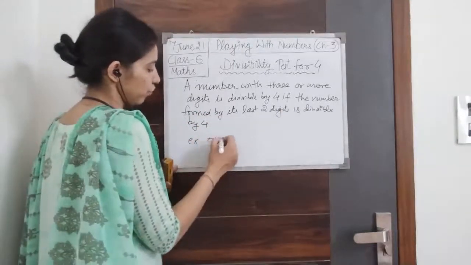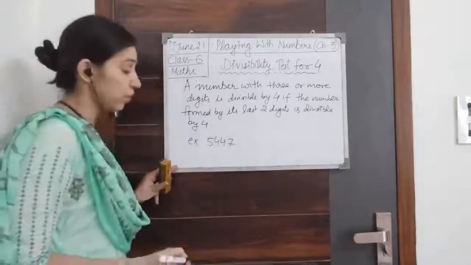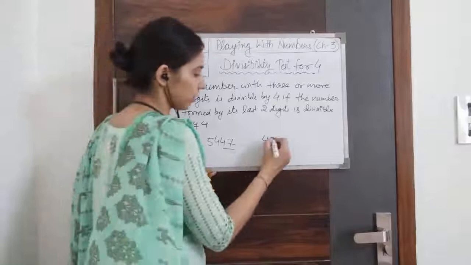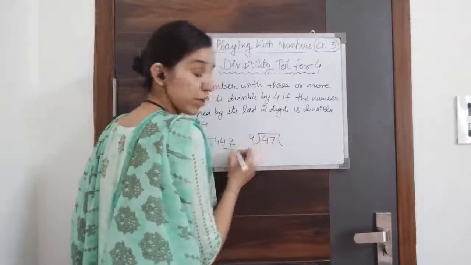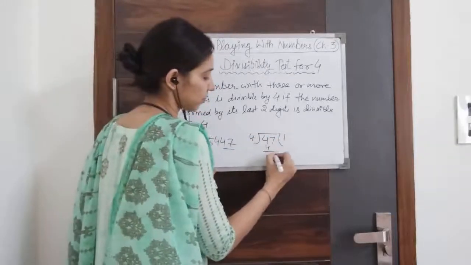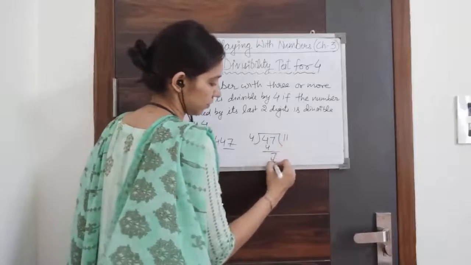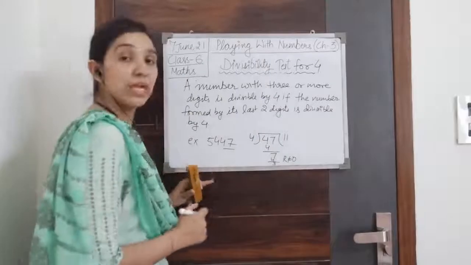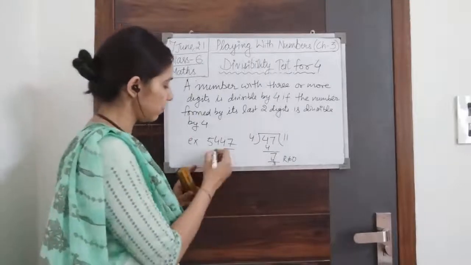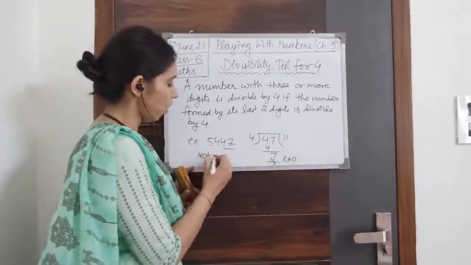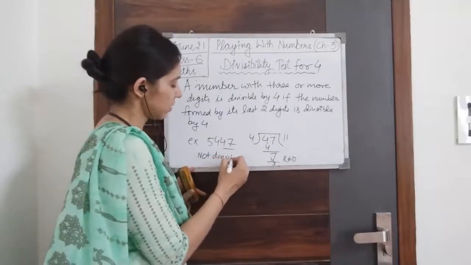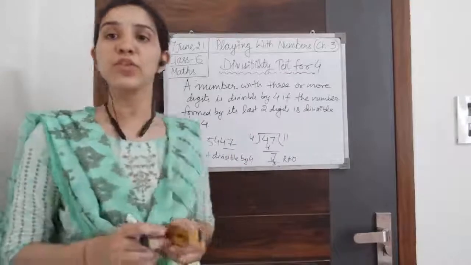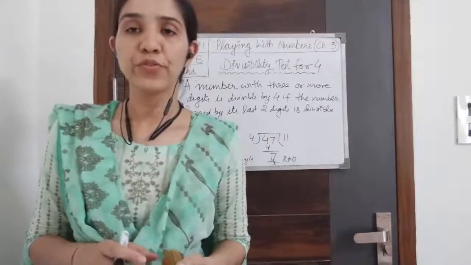Suppose 5447. The last two digits are 4 and 7. The number formed is 47. Is 47 divisible by 4? We'll check. No, because the remainder is not equal to 0. 47 is not divisible by 4. It means this number is not divisible by 4. Next we will move on to divisibility by 5.